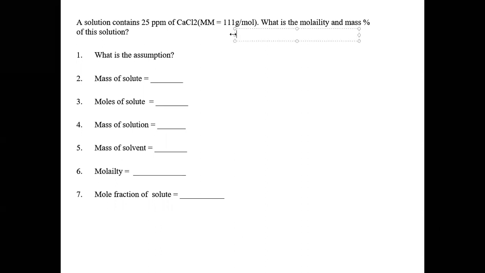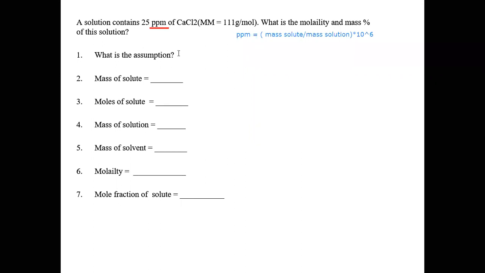So ppm is another unit of concentration, which equals the mass of solute divided by mass of solution times 10 to the 6. Now, when we're given ppm, we assume 1 gram of solution. So if we have 1 gram of solution, we already know the mass of solution. So we need to find the mass of solute and mass of solvent.